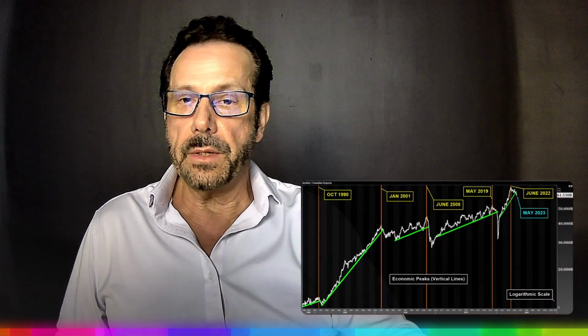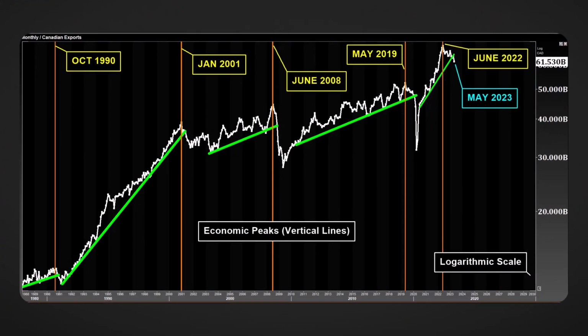Now, confirmation that the global economy is slowing. This is just Canadian exports, and this is in logarithmic scale. So you see, I just put a green line there, and those orange vertical lines are just peaks in the economy, right? October 1990, January 2001, 2008. Notice it peaked in 2008. That's why we never had a real estate bust then, because it happened after the global economy was turning down.